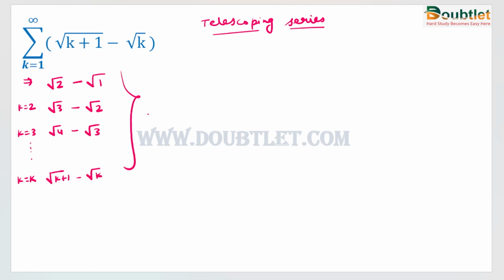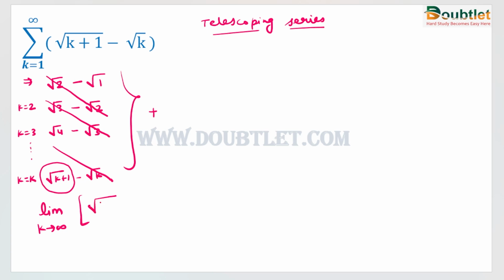If we add all these terms, because summation means addition, we can see a pattern here: this number is cancelled by this number, then this number is cancelled by this number, so the leftover term remains in the end. When we cancel the (k minus 1)th term with the kth term, this term will be cancelled and this term will remain. The final term is at infinity, so we have to find the limit as k tends to infinity of this last term.